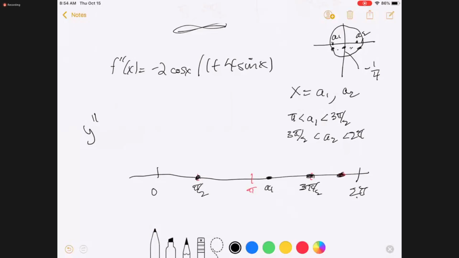All right, so there are more intervals to check. There's 1, 2, 3, 4, 5 intervals to check. And there's no way I'm going to finish that right now. Okay, so we'll pick up here tomorrow and finish this one problem.